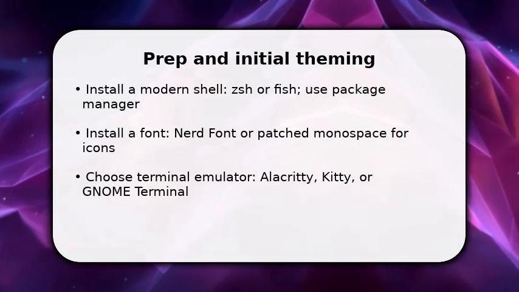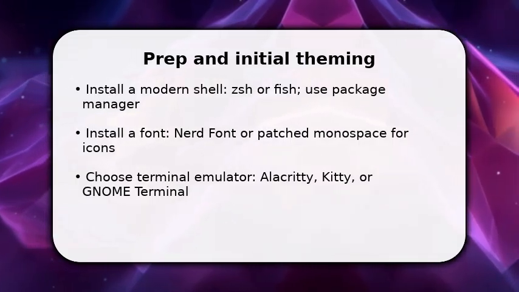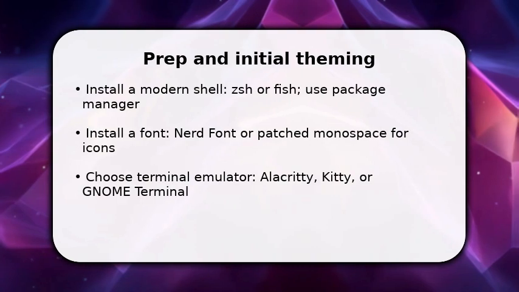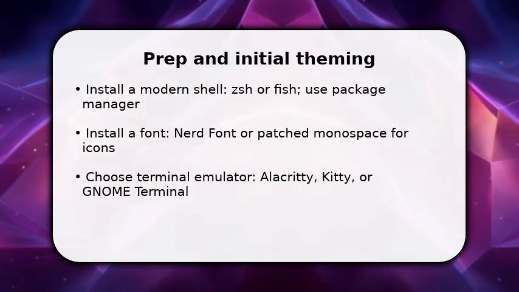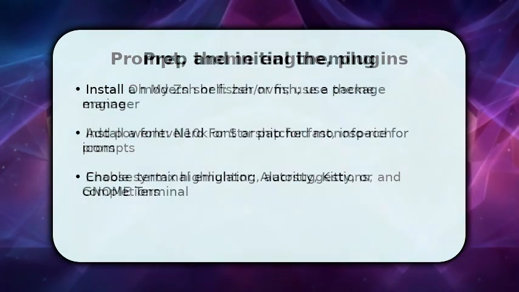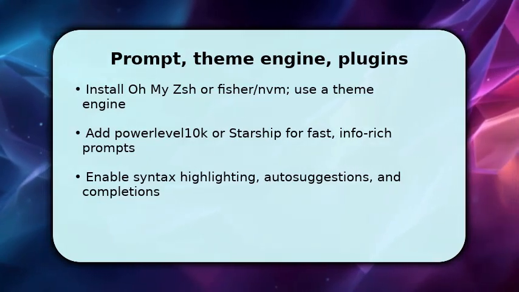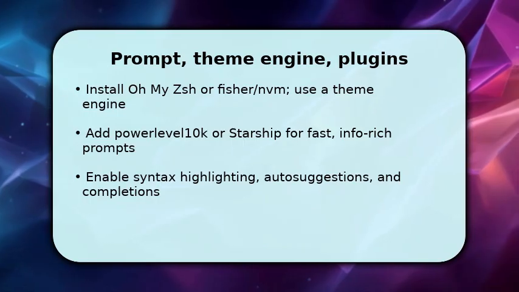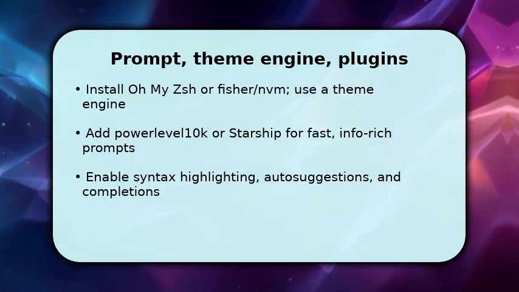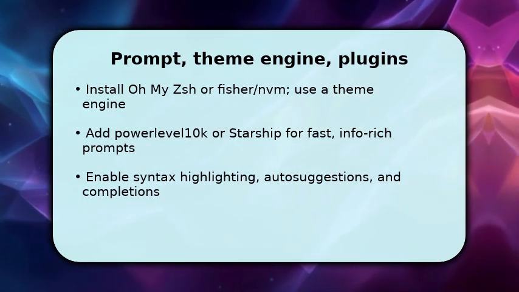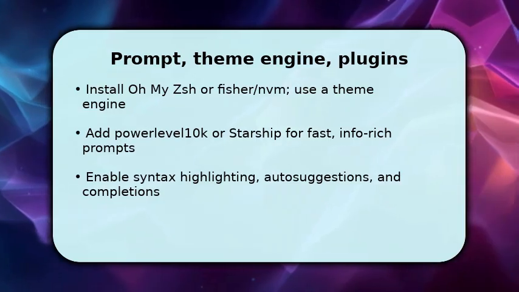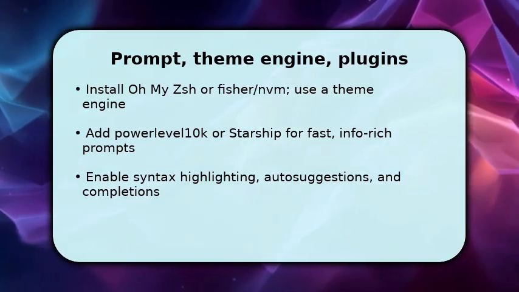Make sure to add the shell binary to /etc/shells and use chsh to set it as your default so the theming loads every session. Next, configure the prompt and plugins to display system info elegantly. Install Oh My Zsh or use a lightweight framework, then add Powerlevel10k or Starship. These render Git status, timings, and icons with minimal lag.